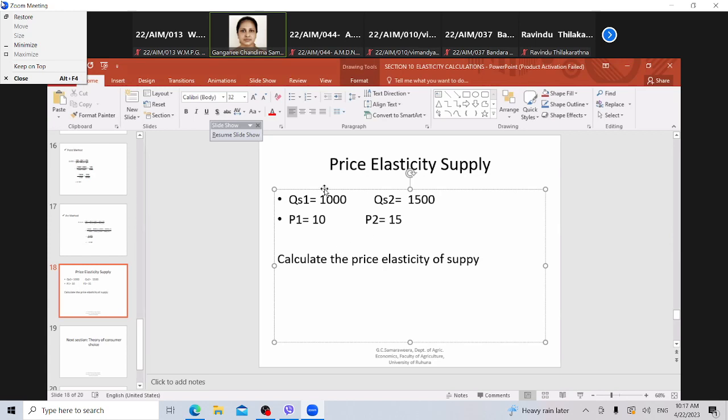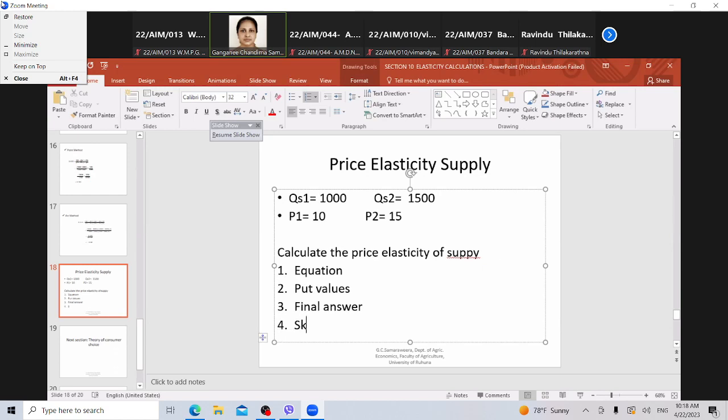Easy for you all now. Very easy question. Write the equation first. Then put values. Then the final answer. Then just sketch the graph as well. Okay, now try to do these 4 steps.